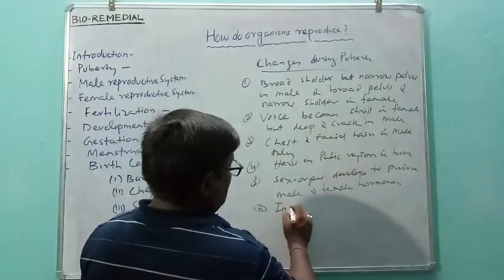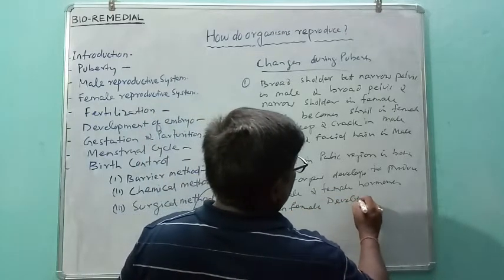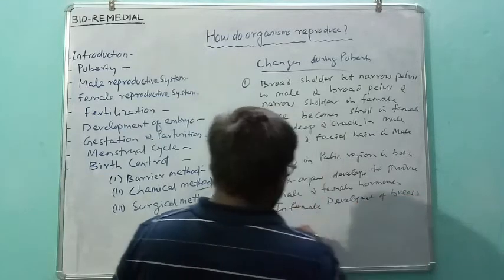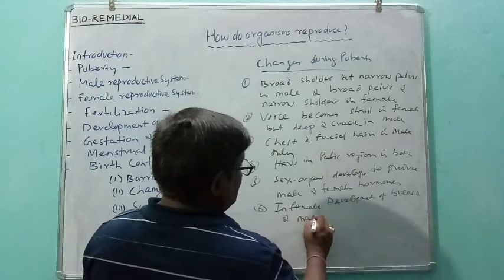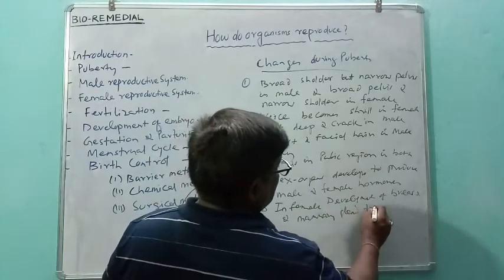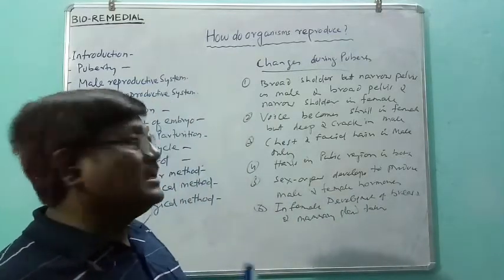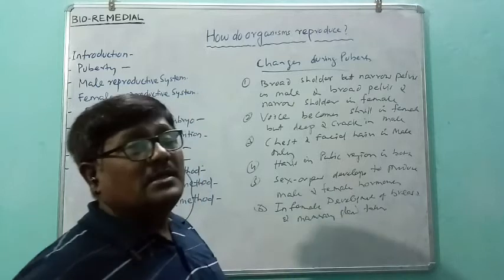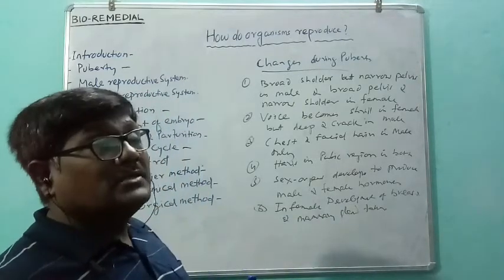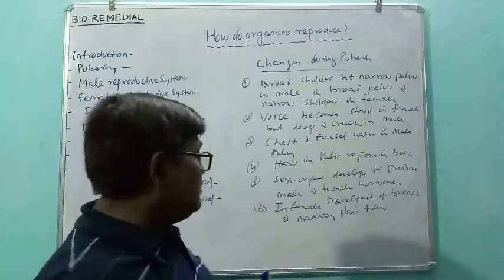In female, development of breast and mammary gland takes place. Mammary glands are the glands which actually produce milk after the birth. In human beings, the baby gets all the nourishment through the mother's milk. Breastfeeding animals, all are breastfeeding animals.